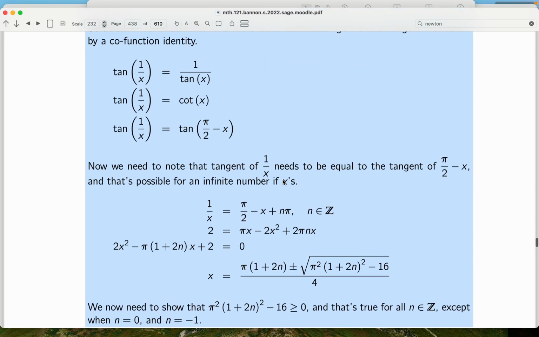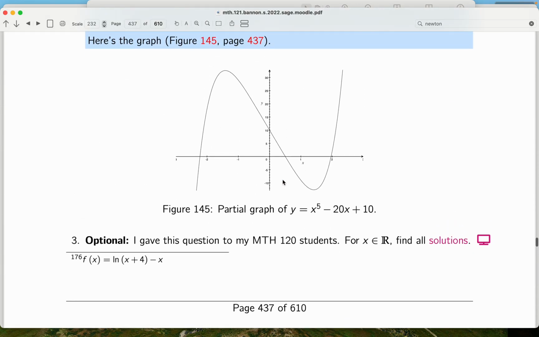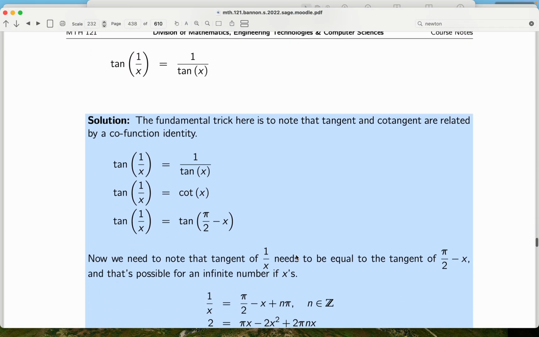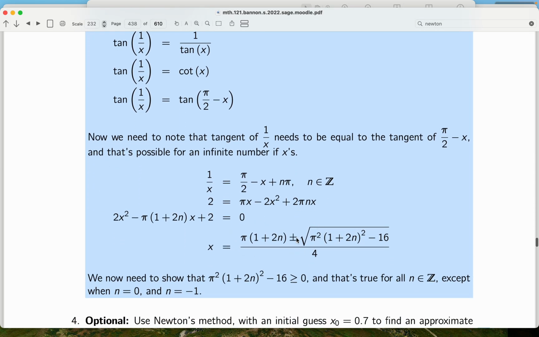Okay, so this refers to this problem over here, the optional one that I gave to my Math 120 students. And certainly it's worthwhile to look over. That's a review of what you learned in Math 120, which is the pre-calculus course, second semester pre-calculus. We solved it, came up with a solution to it, and we said it's true for n an integer except for n equals 0, n equals minus 1. It gives all solutions to the problem.